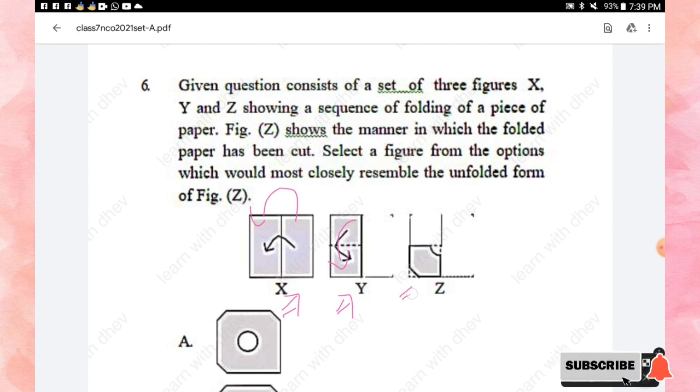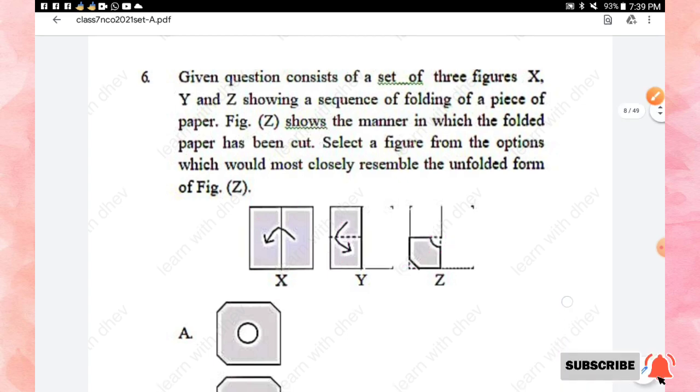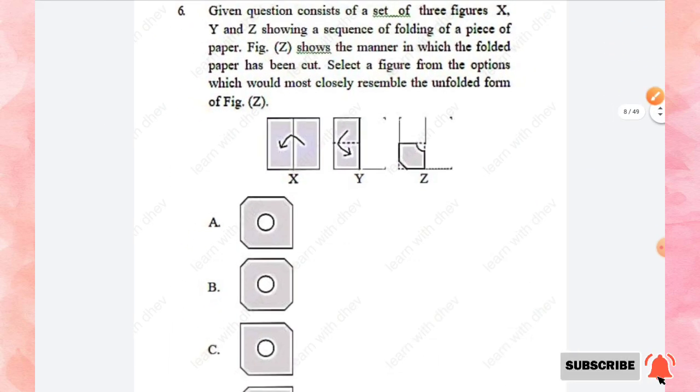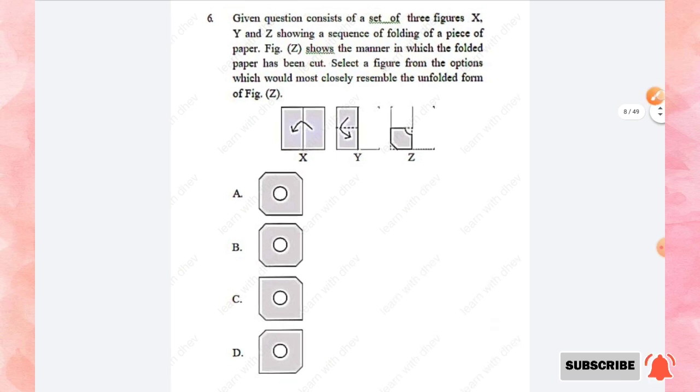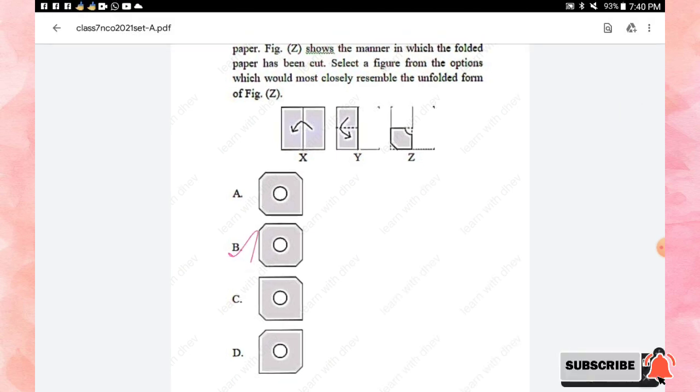Now, as given in figure Z, the cut is marked over here. So the design of the cut will appear as in figure B, which means option B. Right, so hence option B represents the correct unfolded shape of the paper after the cut. So for this question, the answer is option B.